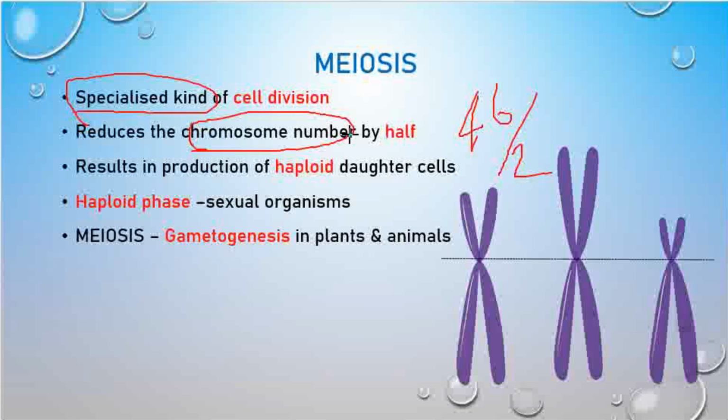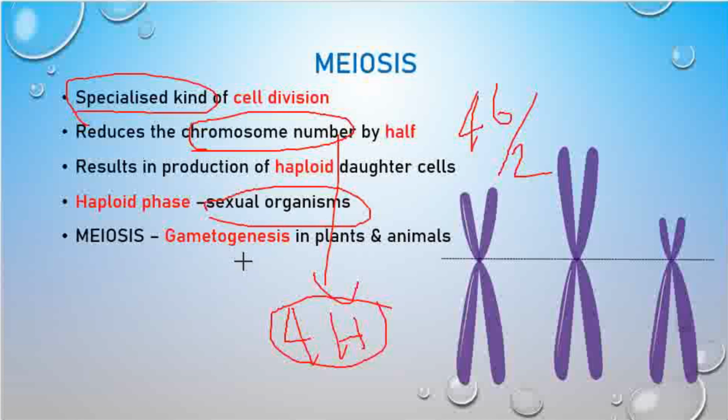After this meiotic type of cell division, you will be getting 4 haploid cells. So it's the haploid phase in sexual organisms. This meiosis is the haploid phase, and the diploid nature is restored by the fertilization. After the fertilization, the cell again gets diploid. The meiosis is seen as gametogenesis in case of plants and animals. So in plants and animals, meiosis occurs as gametogenesis.